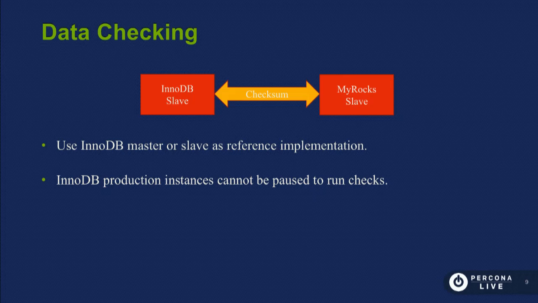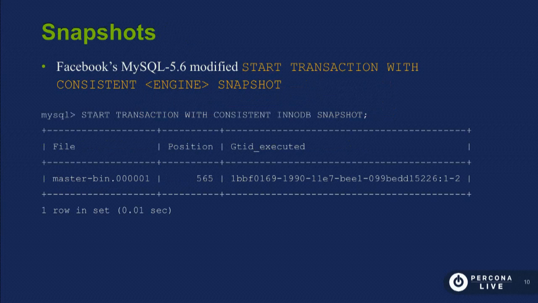And the nice thing is, for every single replica set, we have InnoDB as a reference implementation. We can either use the master or the slave to compare MyRocks against. But we can't stop the InnoDB instance in order to perform a checksum because these are serving production traffic. And we don't have the resources to maintain extra copies of InnoDB that we can stop to run checksums against. So how do we solve this problem?